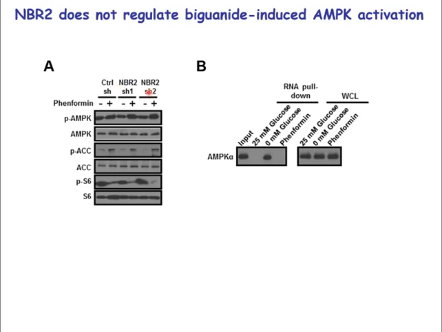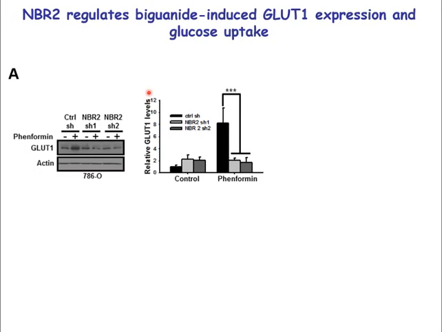So then the question is, what's the mechanism to explain the effect of MBR2 on phenformin regulation of cancer cell death? We did a bunch of studies. I'm going to skip a lot of data, but we eventually found that it has something to do with a protein called GLUT1, which is a glucose transporter. It transports glucose into the cells. You can see here the phenformin treatment can significantly increase GLUT1 expression by either Western blot or qPCR.